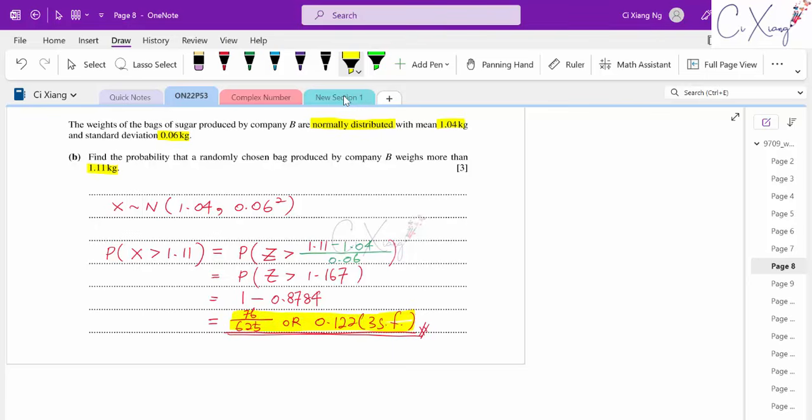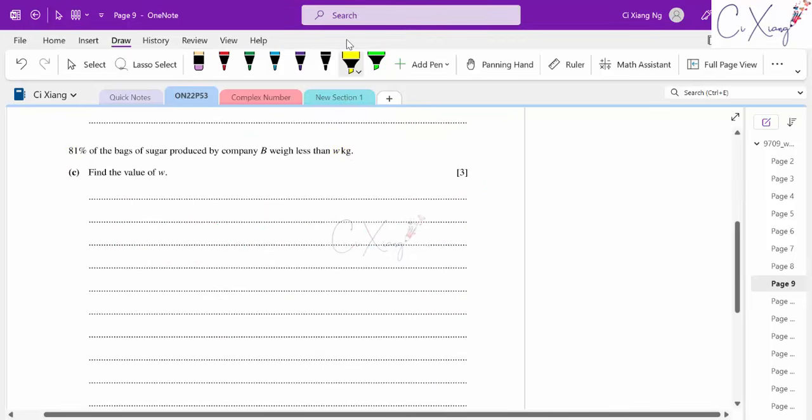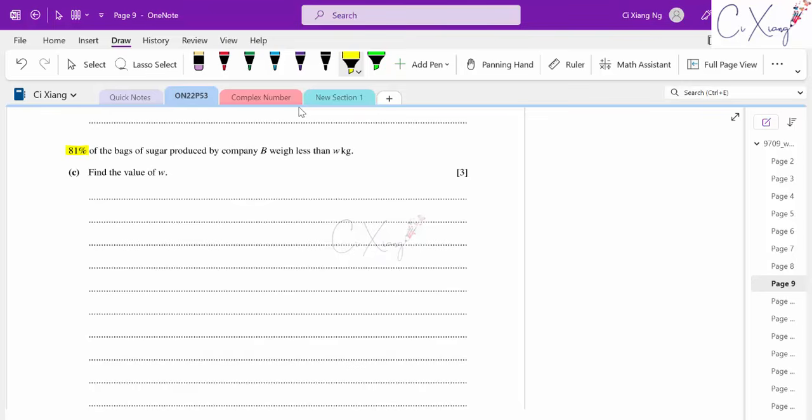Okay, so this is the answer for part B, and now let us proceed to part C. For part C, we are having 81% of the bags produced by company B weigh less than W kilogram. They want us to find the value of W. If I translate the sentence into a simple form, 81% can be treated as a probability, so it will be 0.81. In probability form, it will be P of X smaller than W kilogram equals 0.81.